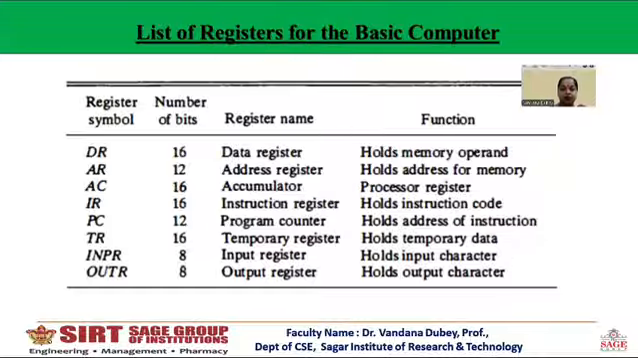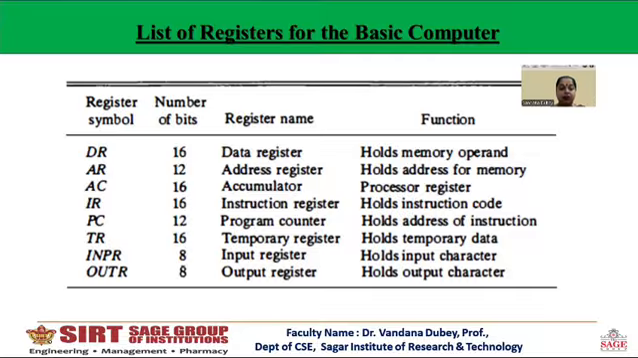Here, some list of registers for basic computer has been mentioned. So some common registers are shown here. AR stands for address register, which stores memory address. PC stands for program counter, which stores address of next instruction for execution. DR stands for data register, that stores data from memory. AC stands for accumulator, which performs arithmetic and logic operations. IR stands for instruction register, that stores current instruction.